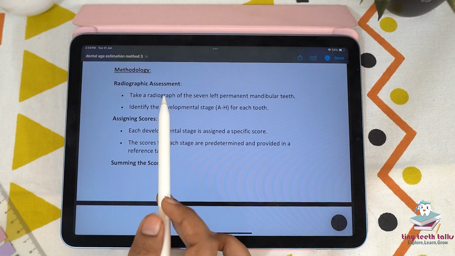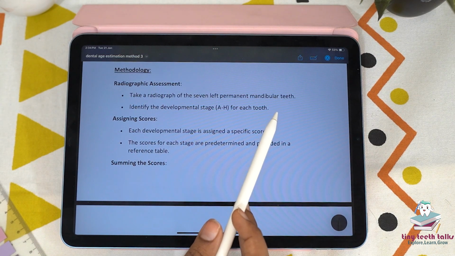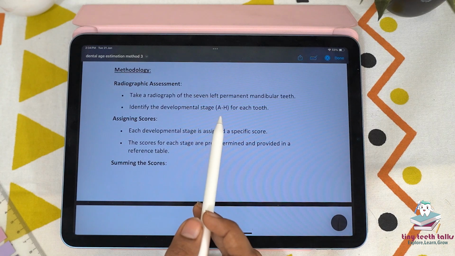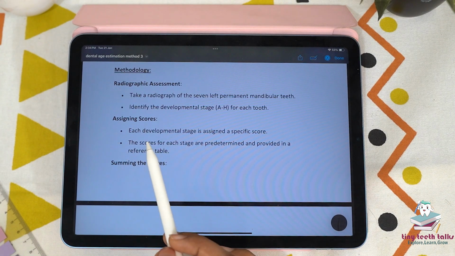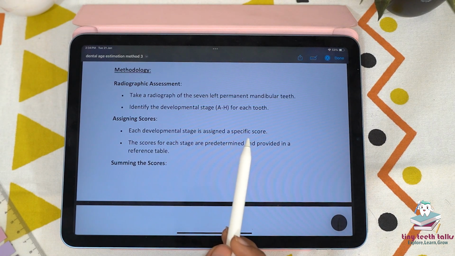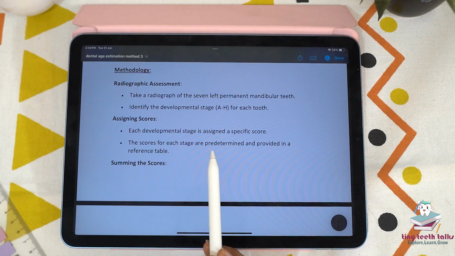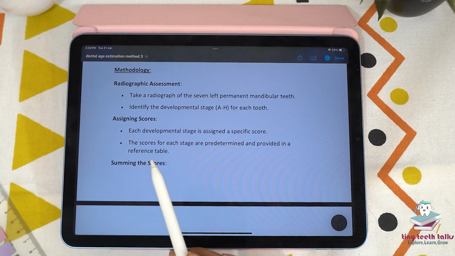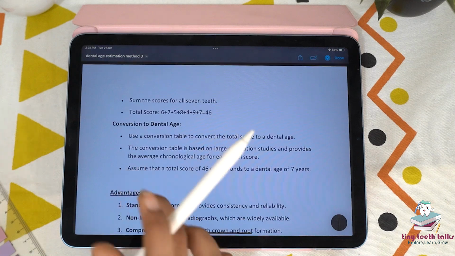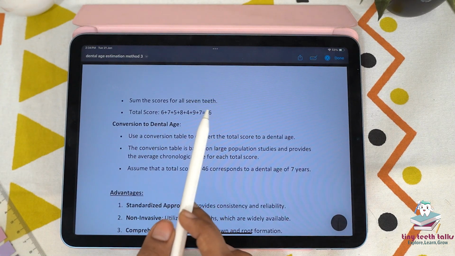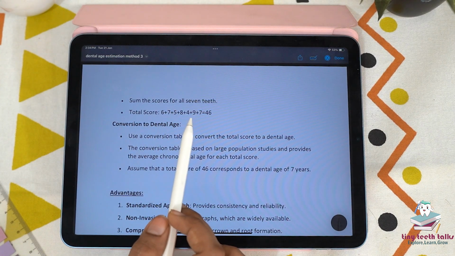Methodology: radiographic assessment. Take a radiograph of the 7 left permanent mandibular teeth. Identify the developmental stages for each tooth. Assessing scores: each developmental stage is assigned a specific score. The score of each stage is predetermined and provided in a reference table. Then sum the scores. The sum of the scores for all 7 teeth, for example 6, 7, 5, 8, 4, 9, 7.